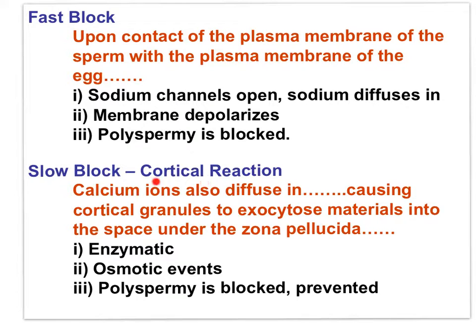But the cortical reaction, the second reaction, is slower than the fast block, and in this case, cortical granules exocytose materials into the space under the zona pellucida. This causes the zona pellucida to peel away. There are enzymatic events, there are osmotic events, but polyspermy is blocked.